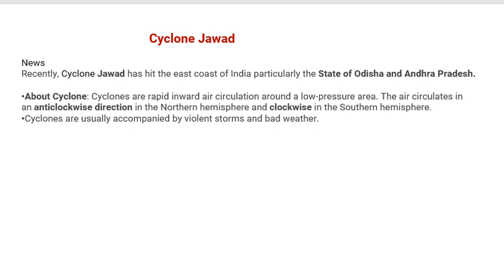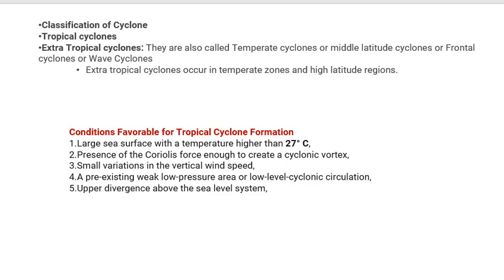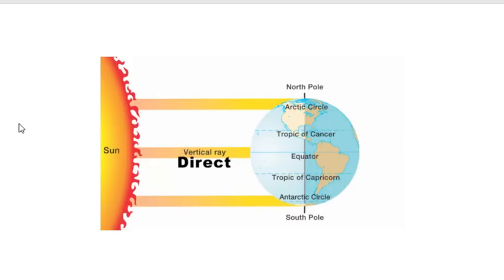Let us know what the conditions are first for the occurrence of these cyclones. Cyclones, there are two types. One is tropical cyclones and the other is temperate cyclones. The cyclones which occur in the tropical regions are called tropical cyclones, whereas the cyclones which occur in temperate regions are called temperate cyclones.